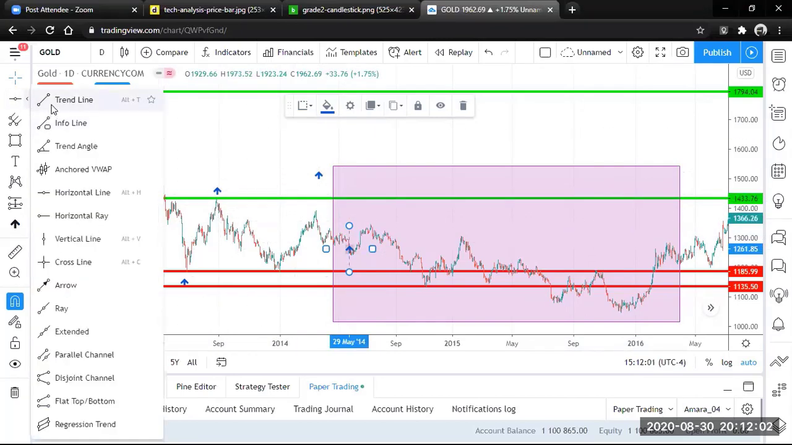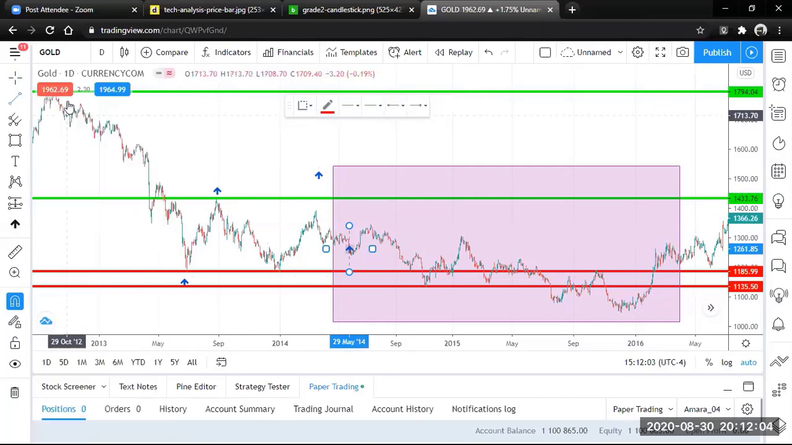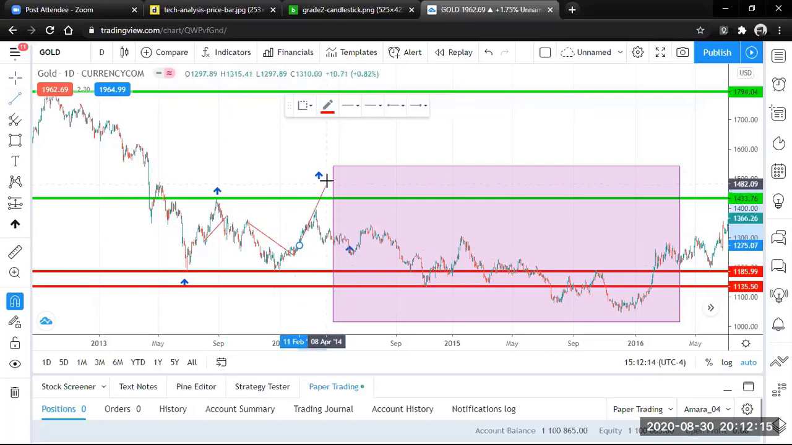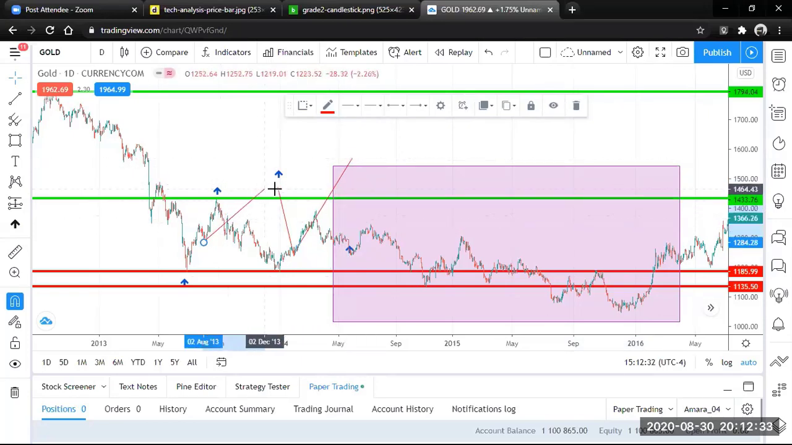Let me draw a trend line to help you see. Let's say price is something like this, and then came back down, and then did something like this. Give me a second, guys.